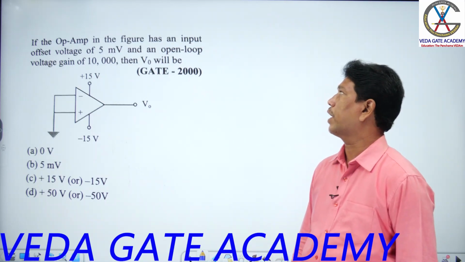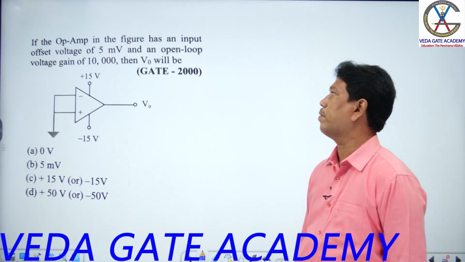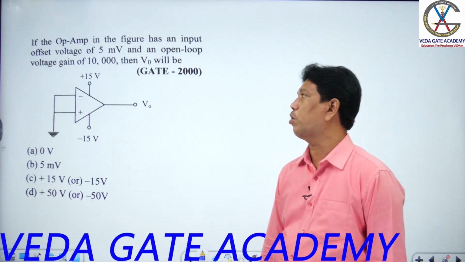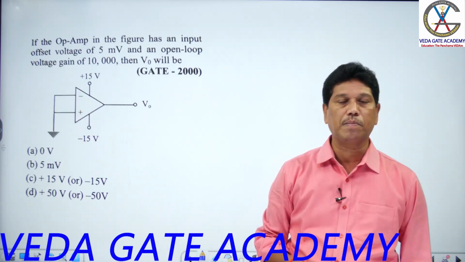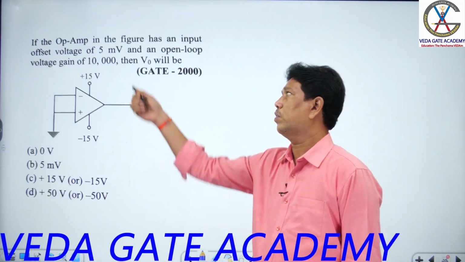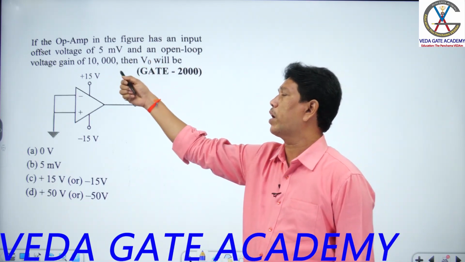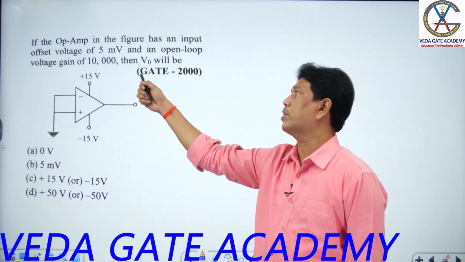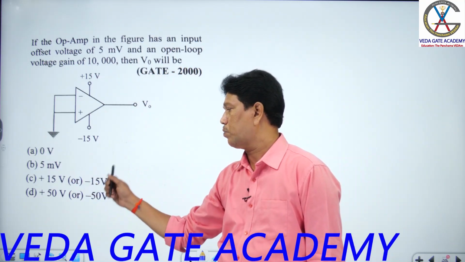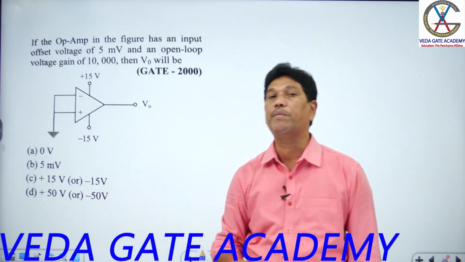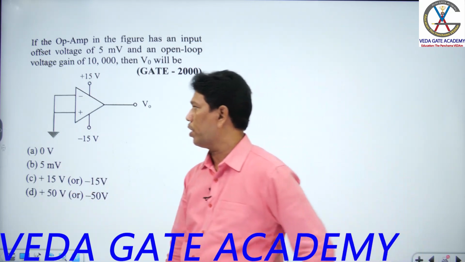If the op-amp in the figure has an input offset voltage VIO equal to 5 millivolt, given. Originally both inputs are shorted, ideally no differential voltage, but the differential voltage equals VIO, which is given as 5 millivolt. And an open loop gain of 10,000. Then output V naught will be 0 volt, 5 millivolt, plus or minus 15 volts, or plus or minus 50 volt. Check now, sir, what it is.